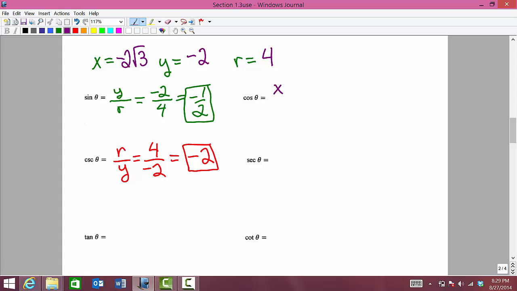Cosine is x divided by r, so that would be negative 2 square root of 3 divided by r, which is 4. And the outside values here have a 2 in common, so we can reduce that to give us negative square root of 3 divided by 2 as our cosine value.